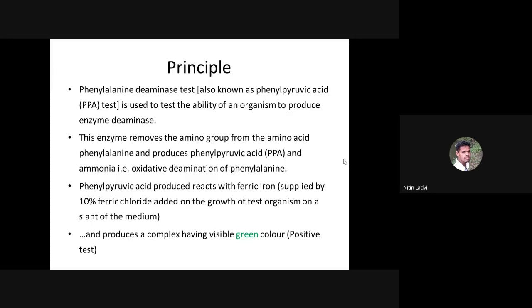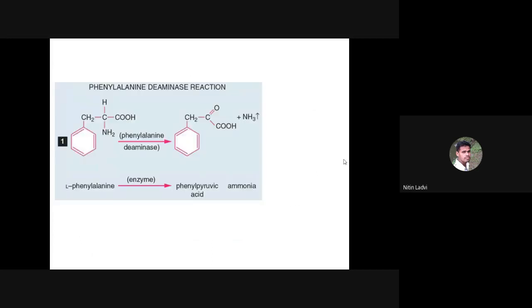So this is the principle for the phenylalanine deaminase test, and this is the reaction. We can partition this overall reaction as it happens in this test. You can see the structure also in this particular slide. Obviously you have the intact L-phenylalanine amino acid over there, and after deamination by the enzyme phenylalanine deaminase, you get two end products, phenyl pyruvic acid and ammonia. Phenyl pyruvic acid is one of the members of the keto acids.